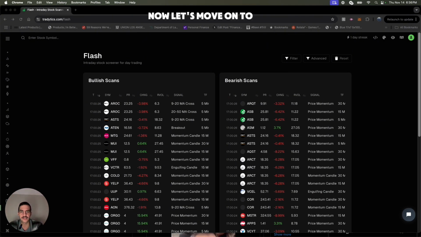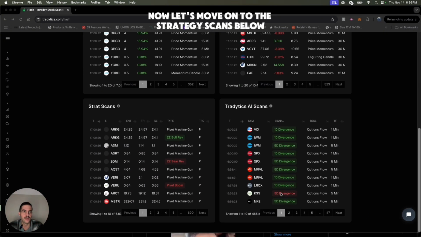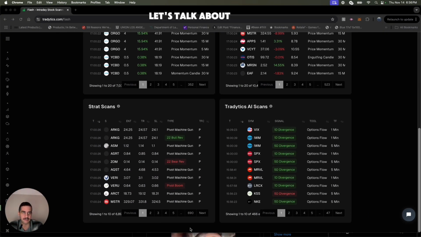Now let's move on to the strategy scans below. And before we jump into this, let's talk about some of these types here where they seem confusing, but I promise they're not. So a pivot machine gun, this is going to refer to a series of consecutive higher or lower pivots in price action, resembling the rapid shots of a machine gun. It's useful for spotting a strong trend. If the pivots are moving upwards, it indicates bullish momentum; if downwards, bearish momentum.